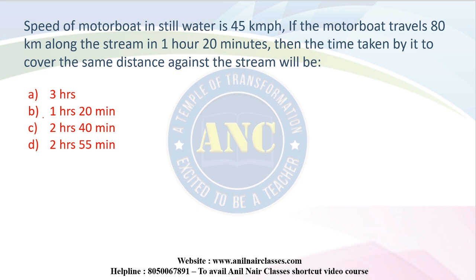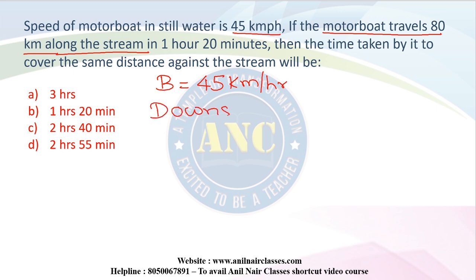Next, speed of motor boat in still water is 45 kilometers per hour. Let me write down every data that is given. Speed of boat is 45 kilometers per hour. If the motor boat travels 80 kilometers along the stream, that is downstream. Please remember, downstream speed is what I am trying to find right now.